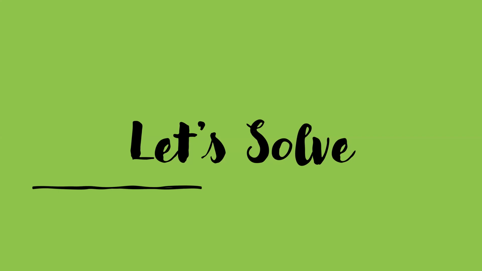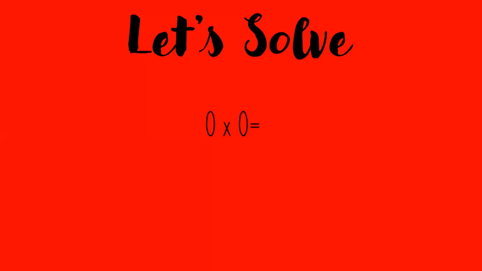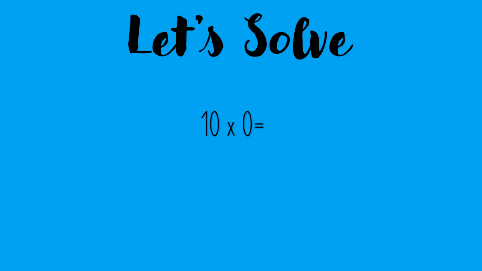Let's solve. 0 times 0 equals 0. 5 times 0 equals, can you take a guess? Did you say 0? Amazing. We have one more. 10 times 0 equals, that's right, 0.